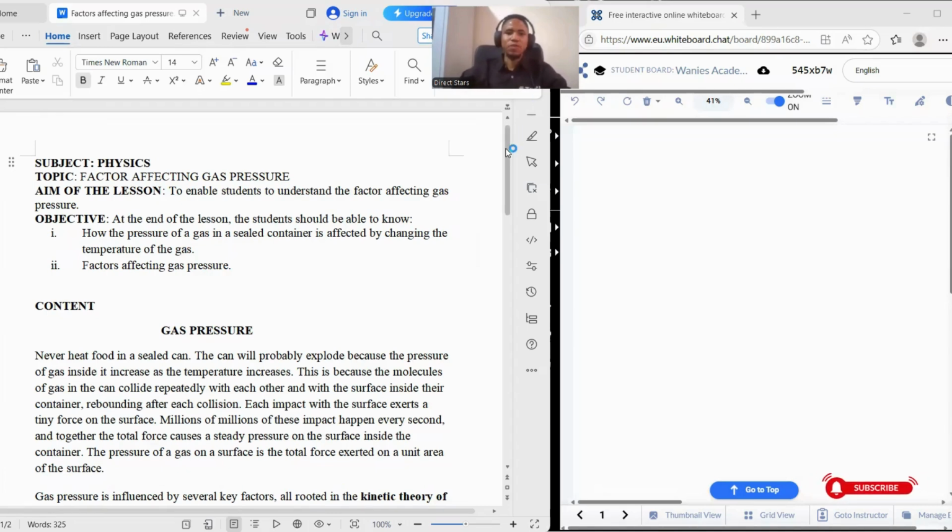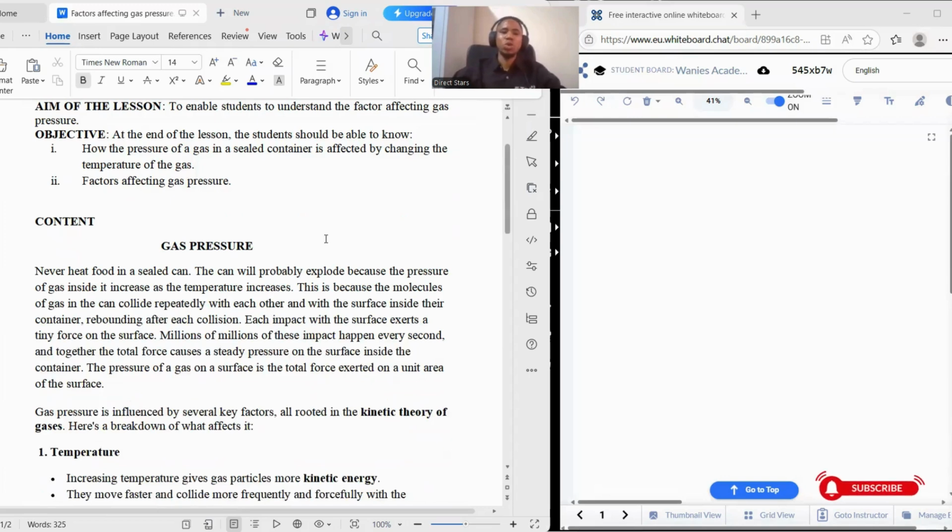Gas pressure. In the first place, you need to understand that we don't eat food in a sealed can. Do you know why? Because the can will probably explode because the pressure of gas inside it increases as temperature increases. This is because the molecules of gas in a can collide repeatedly with each other. So you see, with these molecules colliding repeatedly with each other, a force is exerted on a certain area in the can, and that is what we call pressure.